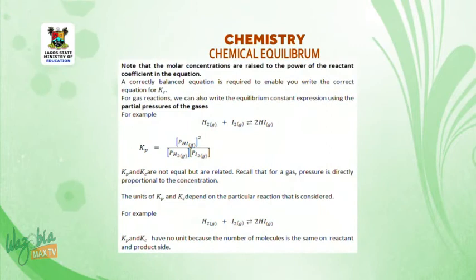Another example that you can see is in the formation of ammonia. Nitrogen gas plus 3 moles of hydrogen to give 2 moles of ammonia. And so the Kc will be written as the concentration of ammonia raised to the power 2 over the concentration of nitrogen multiplied by the concentration of hydrogen raised to the power of 3.